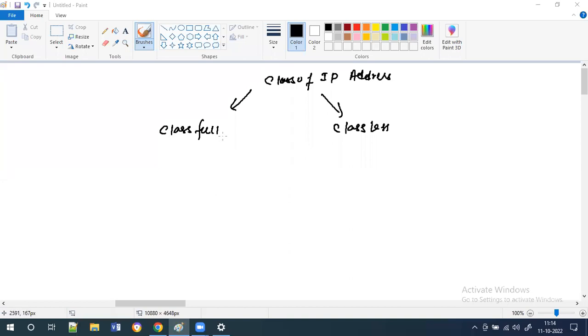Classful IP address with the default mask, right? Class A default mask is /8, class B /16, class C /24. These are the classful IP addresses. Any IP address with the default mask is a classful IP address, and the classless IP address is not with the default mask. Clear?